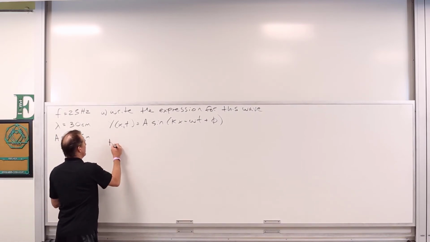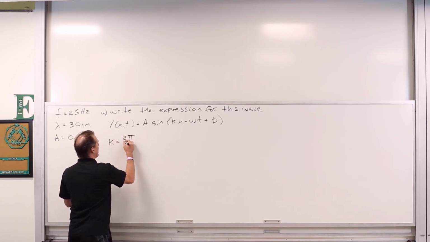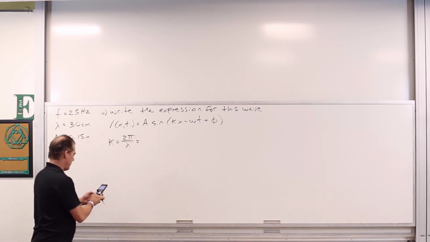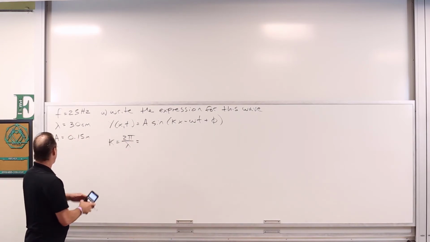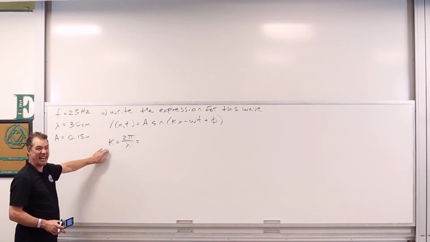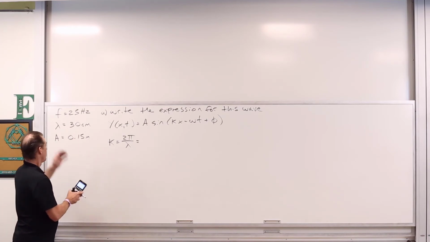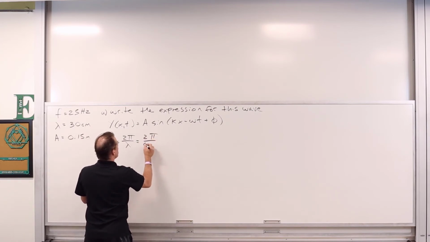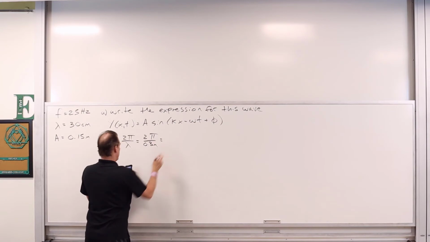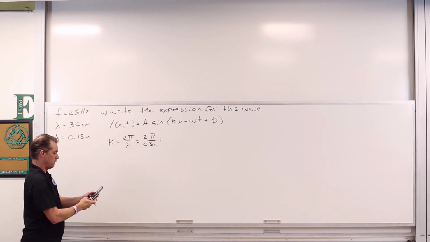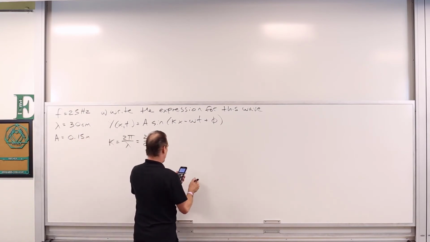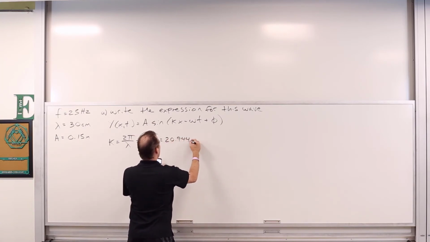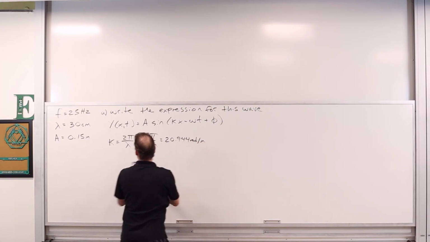Well, k is equal to 2 pi divided by lambda. That's the wave number there. So we can go ahead and compute the wave number. We've got 2 pi divided by 30 centimeters. We want k in radians per meter, so we'll change that to 0.3. We'll write this 2 pi divided by 0.3 meters is equal to 20.944 radians per meter. So we've got ourselves k.